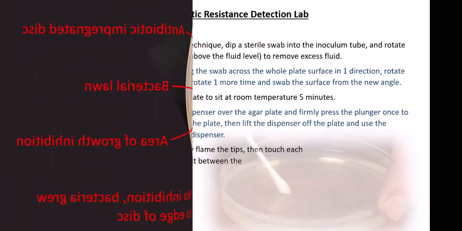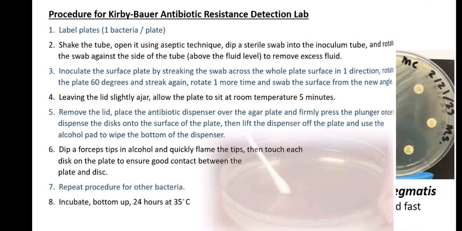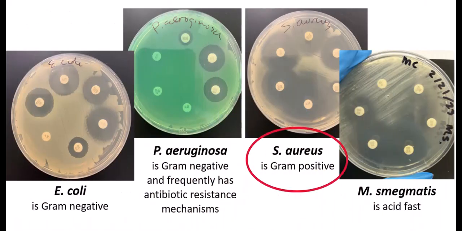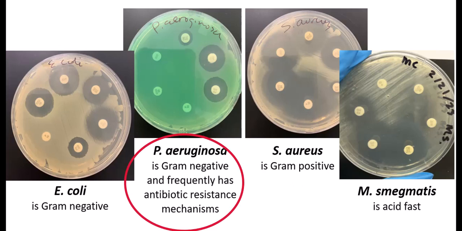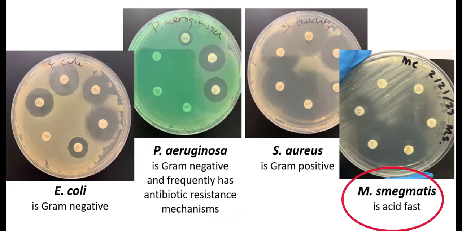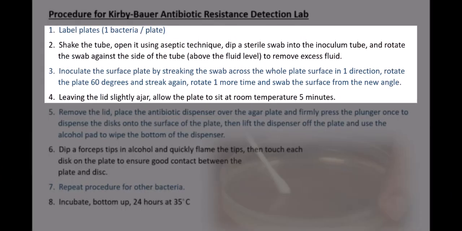To start with, you will need a properly prepared Mueller-Hinton agar plate and a standardized broth culture of bacteria. During our lab, we typically have each student make 4 plates, one for Staphylococcus aureus, a gram-positive bacteria, one for E. coli, a gram-negative bacteria, one for Pseudomonas, a notoriously antibiotic-resistant gram-negative bacteria, and one for Mycobacterium smegmatis, an acid-fast bacteria. Start by labeling one plate for each bacteria.